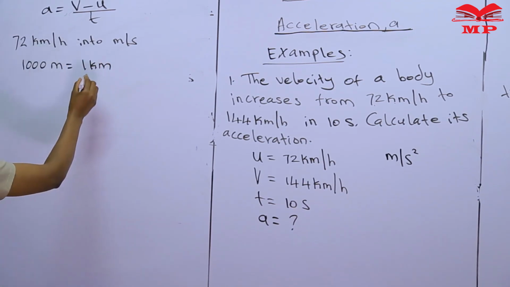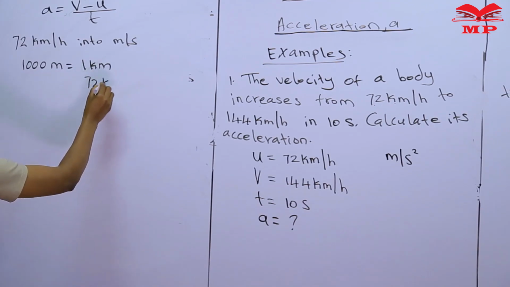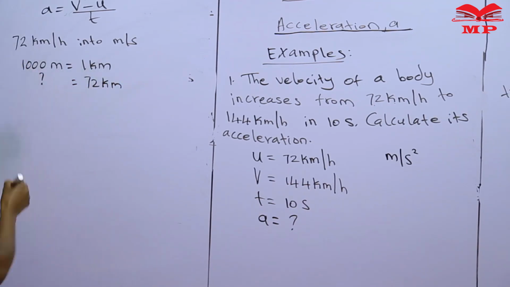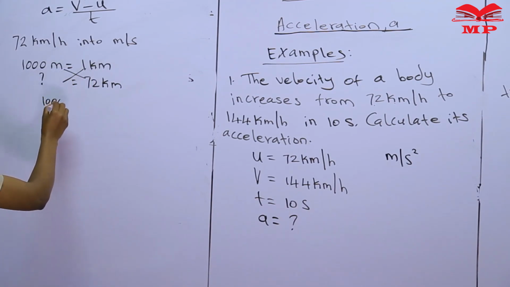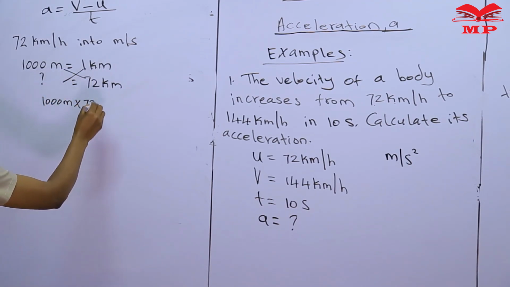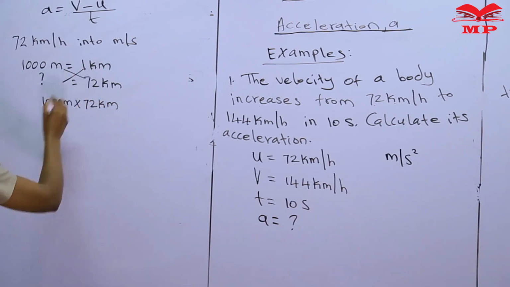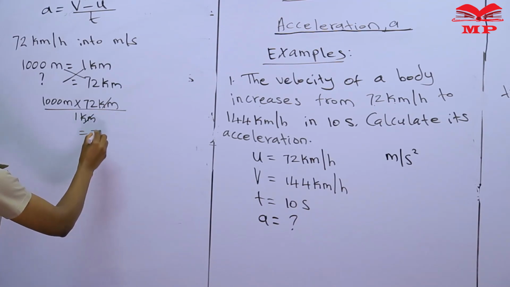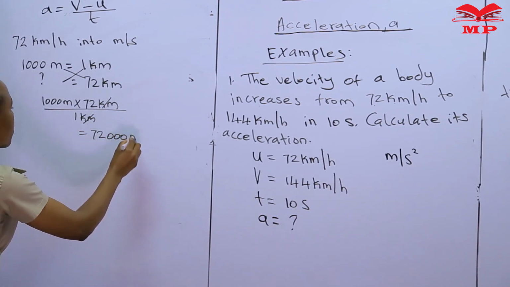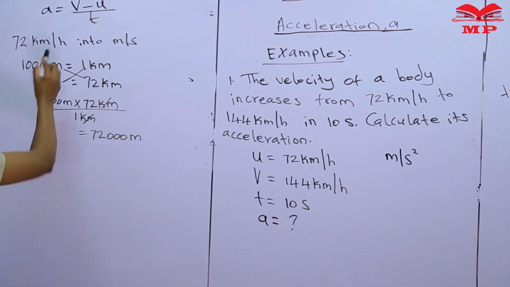So we have the 72 kilometers. We want to know how many meters are there. So you cross multiply, you get 1,000 meters multiplied by 72 kilometers divided by 1 kilometer. So we are going to have 72,000 meters.